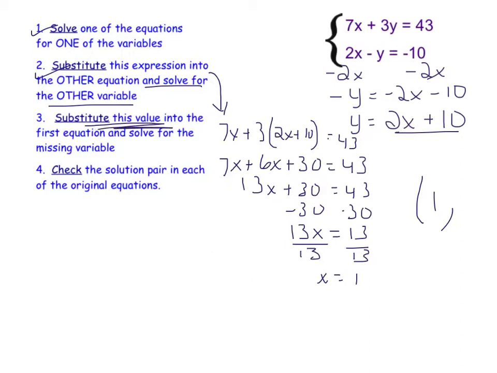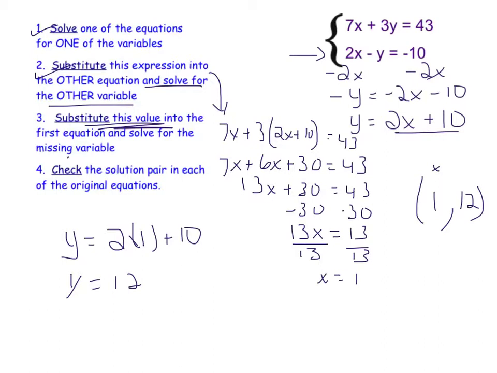Now I'm going to substitute this value, what we just got, for x and plug it back into that first equation. So y equals 2 times 1 plus 10. Y equals 12. Again, I'm using the equation that I wrote to solve for y because I know I'm going to check my work by plugging it back into both. So this is my check step. So 7 times 1 plus 3 times 12 is 43. 36 plus 7 is 43.